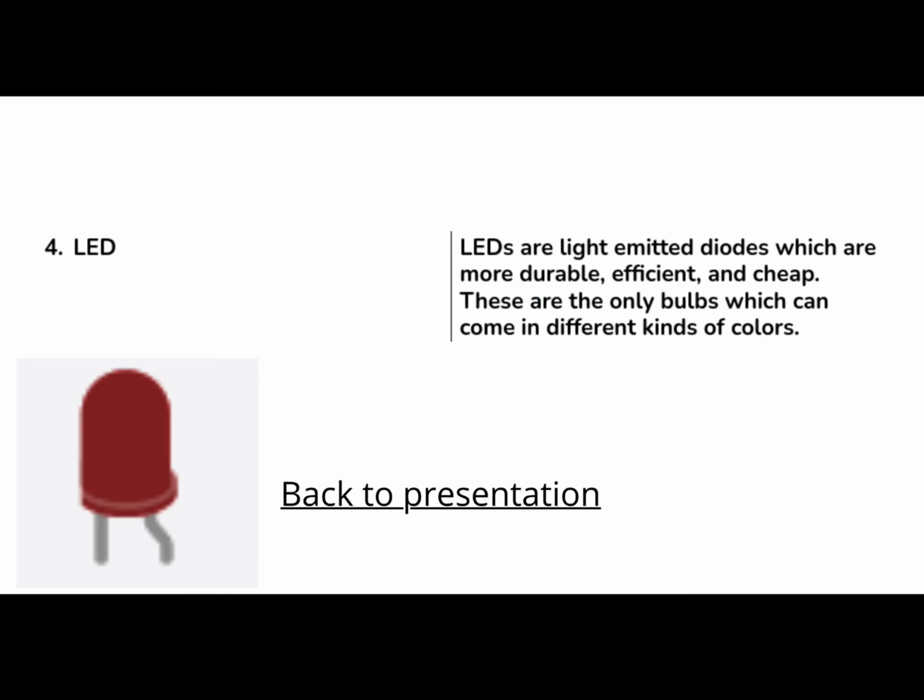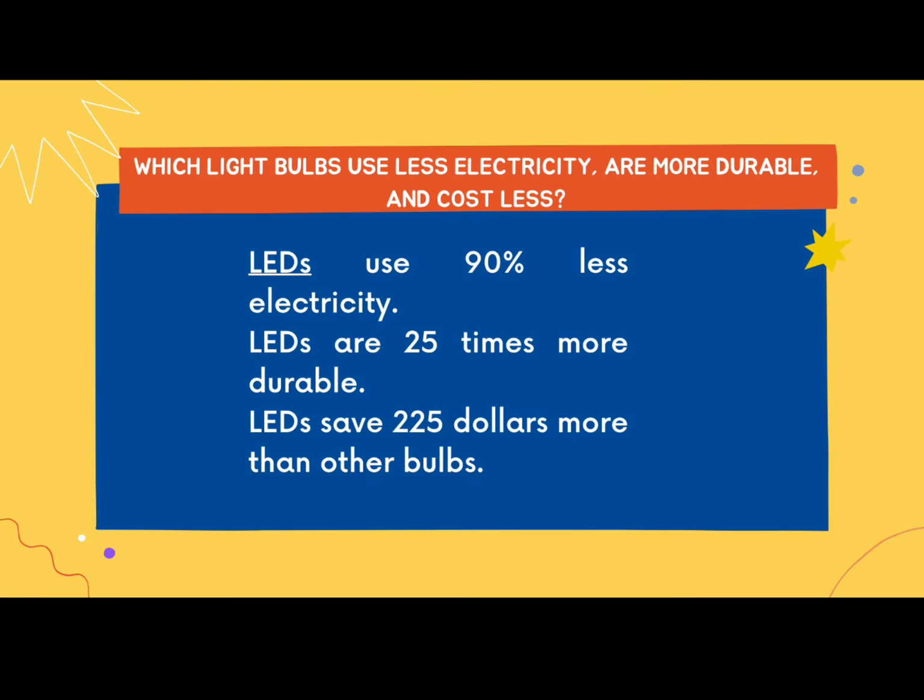So the full form of LEDs is light-emitting diodes, which are more durable, efficient, and cheap. These are the only bulbs which can come in different kinds of colors. Also, they're pretty. Just to sum up, LEDs use 90% less electricity, LEDs are 25 times more durable, and LEDs save $225 more than other bulbs.